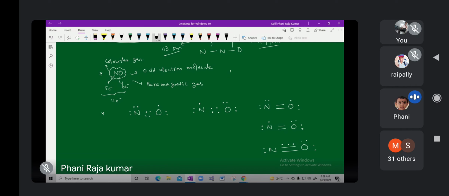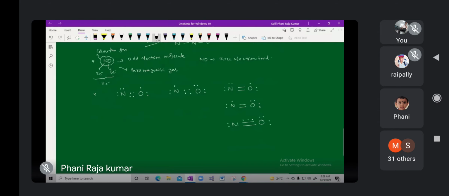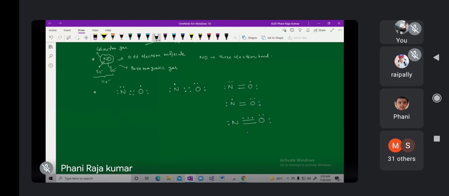With this NO, a 3 electron bond is also present in one of the resonating structures. So generally we represent nitric oxide like this, N bond O, with 115 picometers bond length.